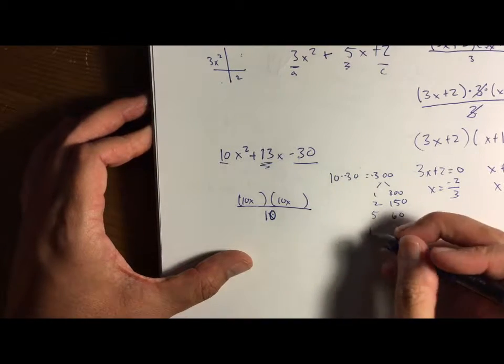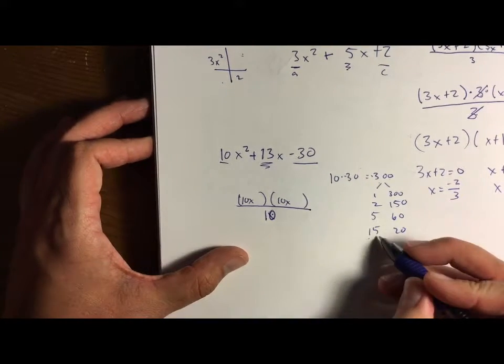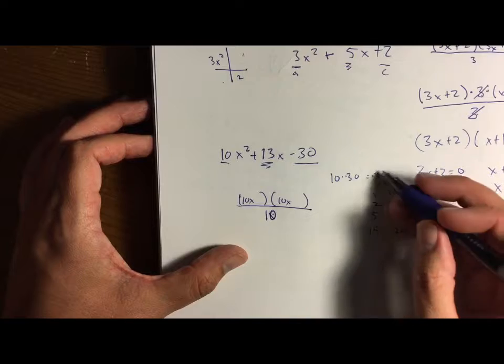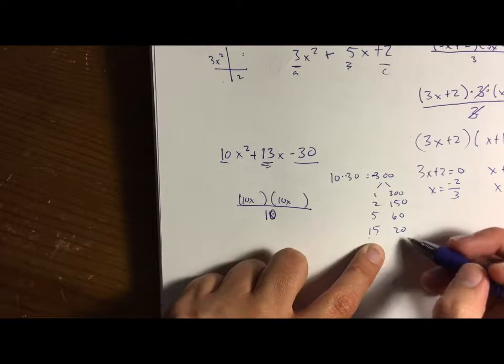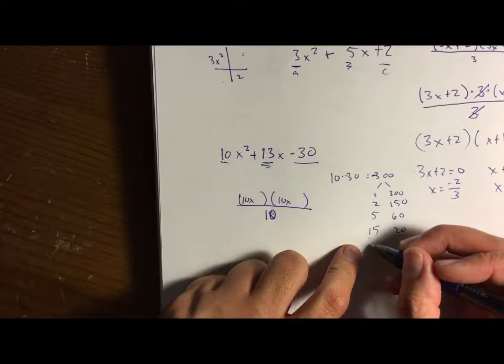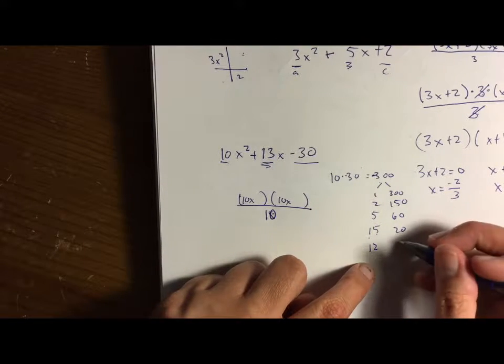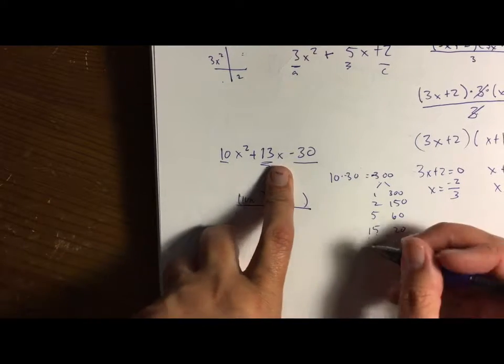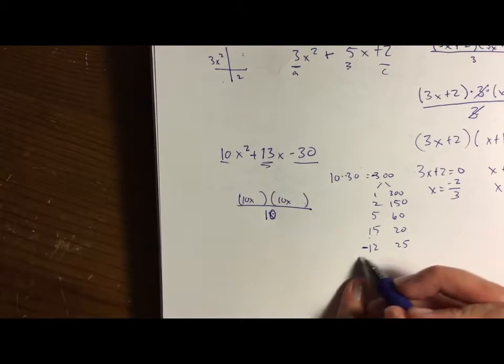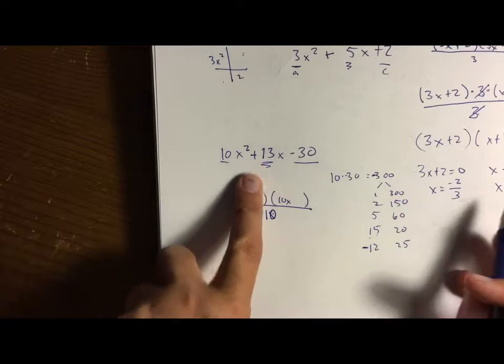What about 15 and 20? We're getting closer, but remember, one of them is going to have to be negative to get us a negative 300, so these will subtract to 5. We're almost there. How about 12 and 25? That does work. If we make 12 negative and then add these together, we get positive 13.